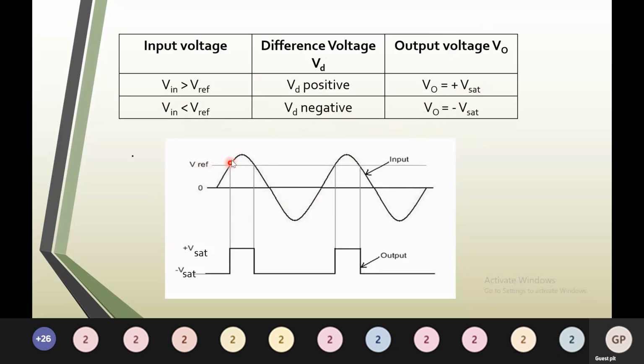So till your input is greater than V reference, my output is plus VSAT. For this entire region, input is less than this V reference. This is my V reference, or not. My input is lesser than that, and therefore it is minus VSAT. Okay, so this is how we'll be getting the graph for a non-inverting comparator.